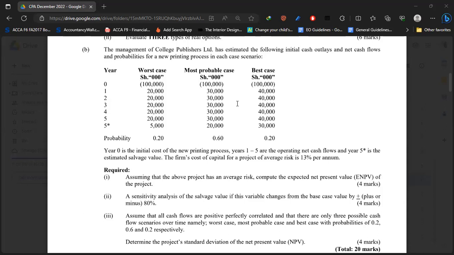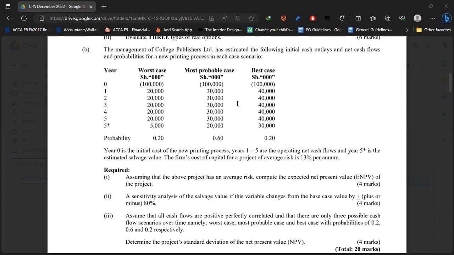Required, assuming that the above project has an average risk, compute the expected net present value of the project. Second one, a sensitivity analysis of the salvage value if this variable changes from the base case value plus or minus 80%. Assume that all cash flows are positive, perfectly correlated, and that there are only 3 possible cash flow scenarios over time, namely worst case, most probable case, and best case, with probabilities of 0.2, 0.6, and 0.2 respectively. Determine the project standard deviation of the net present value.